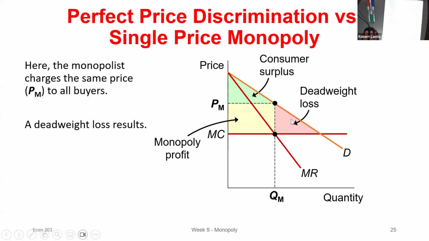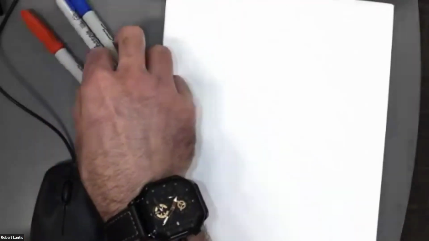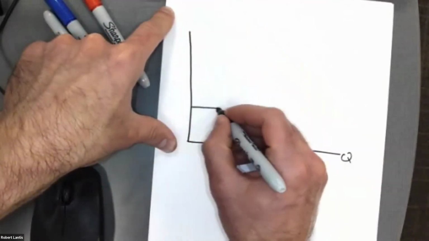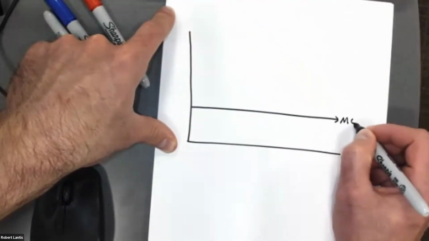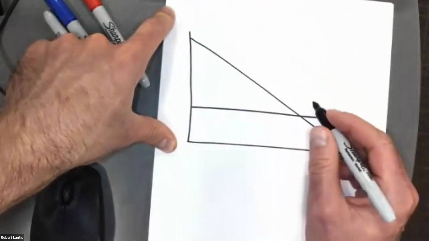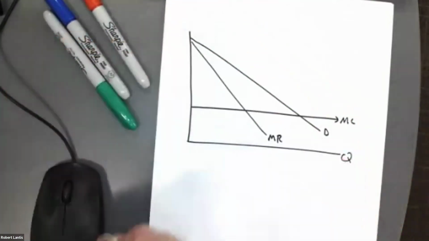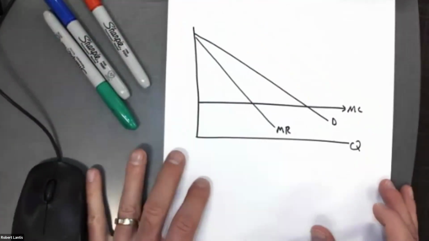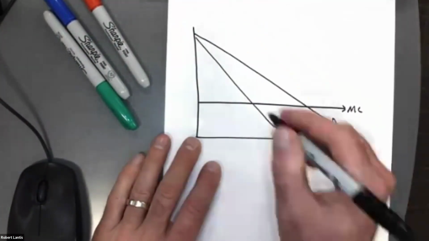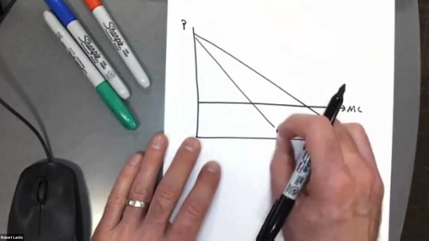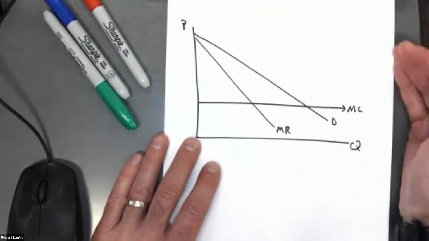If I can perfectly price discriminate, what's going to happen here? I'm going to draw it out, I think it'll help solidify this idea. So let's say I have constant marginal cost like I did in that example, and I've got my demand curve. A single price monopolist faces this twice as steep marginal revenue curve. For a price discriminating monopolist, I'm not setting a single price. When we were finding this marginal revenue, it was based off of only setting a single price.